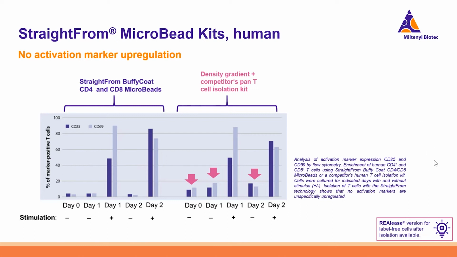Cells that were isolated via density gradient centrifugation, followed by a competitor's untouched pan T cell isolation, instead showed higher activation marker expression from the beginning on, directly after isolation and 1 or 2 days later, and consequently may not be efficiently activated in downstream applications such as polyclonal or antigen-specific activation.